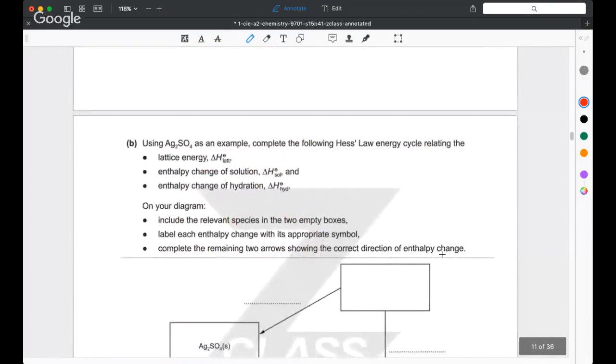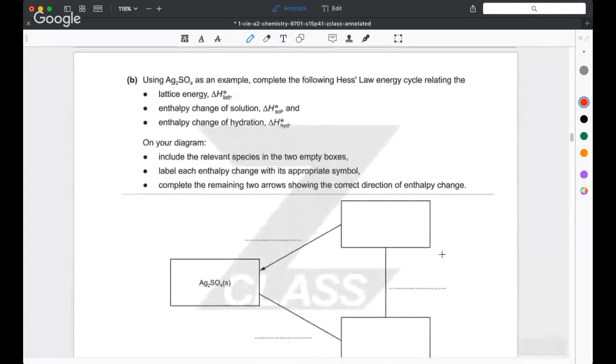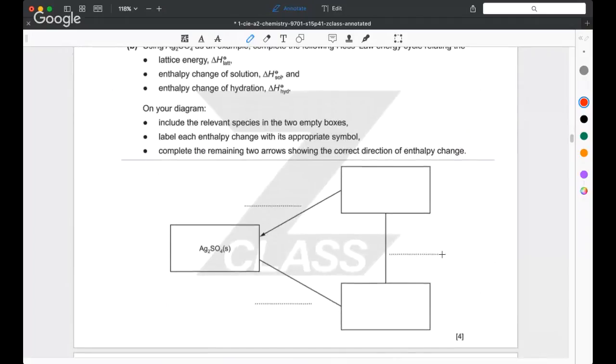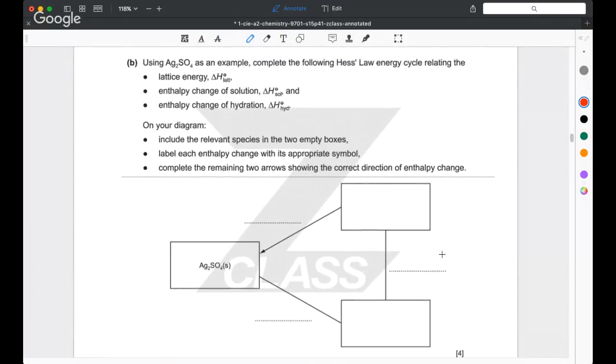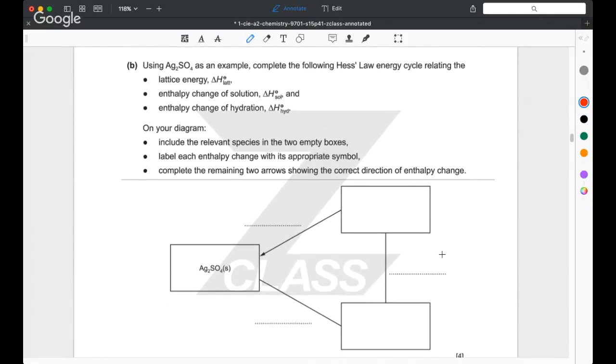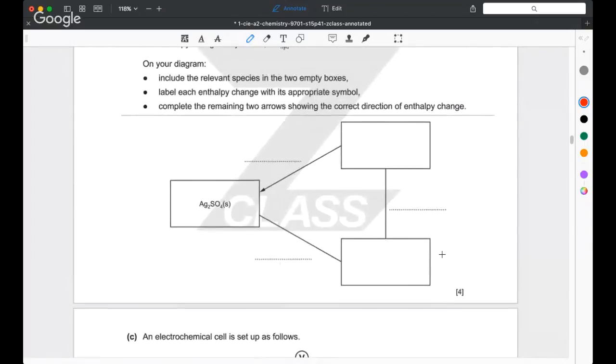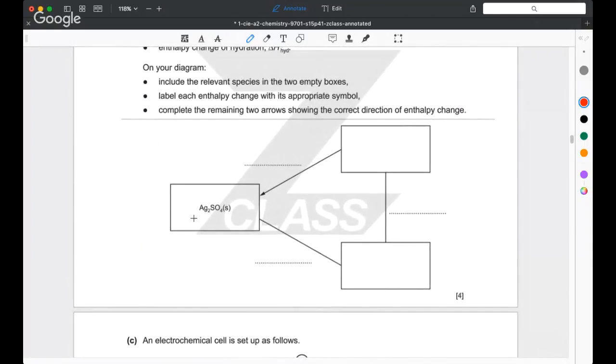Good. So now they're continuing to talk about silver sulfate, and you've got to label up this little energy cycle here. So this is the solid, and over here, this is going to be the solid dissolved in solution. And remember, that is 2 of the silver ions and 1 of the sulfate ions, and we must have state symbols in here like that.